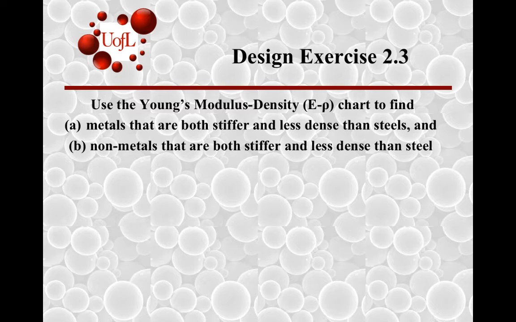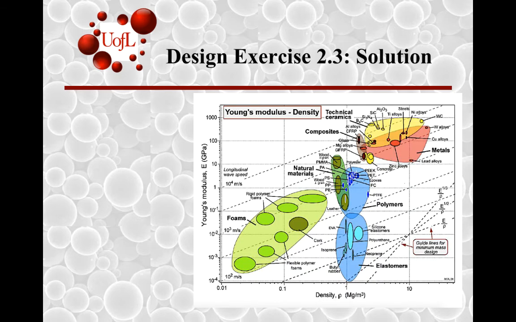Again, let's work with the modulus density chart. And now we'll find metals that are stiffer than steel and less dense than steel. And we'll also look for non-metals that satisfy that criterion. So your material of choice is steel, and you're looking for options that are lighter weight and higher stiffness. So here's your modulus density plot. Where is stainless steel or steels? Steels are right here, right?